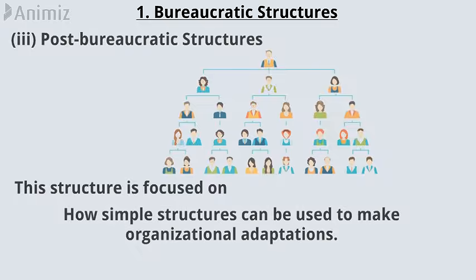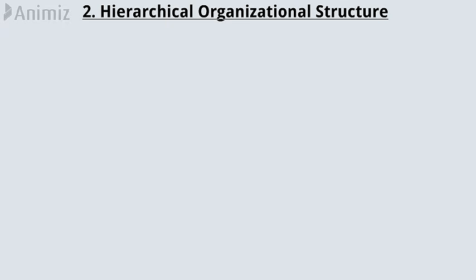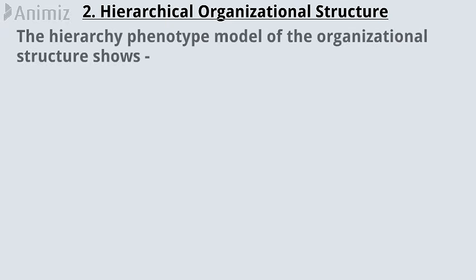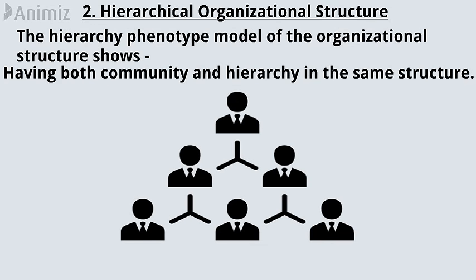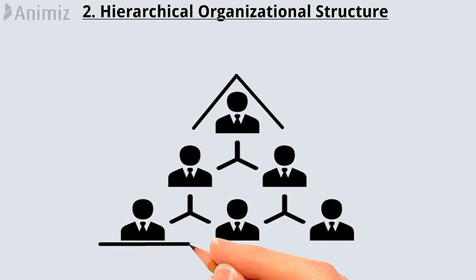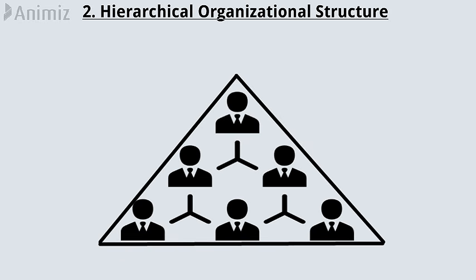The next type is 2. Hierarchical organizational structure. The hierarchical model of the organizational structure shows an organization having both community and hierarchy in the same structure. A hierarchical organizational structure is a pyramid-shaped chart, where the board of directors is at the top position and workers are at the bottom level. This is the most common type of organizational structure.